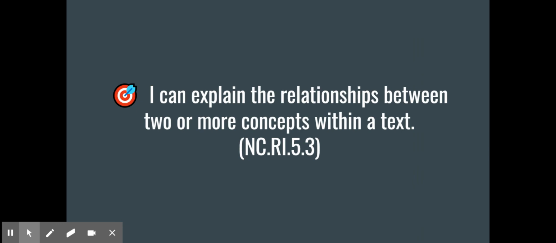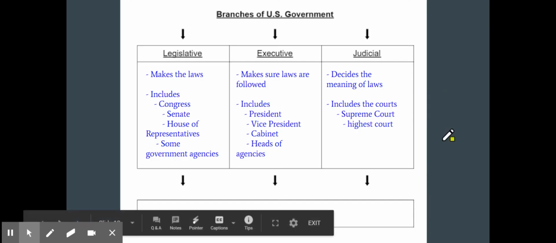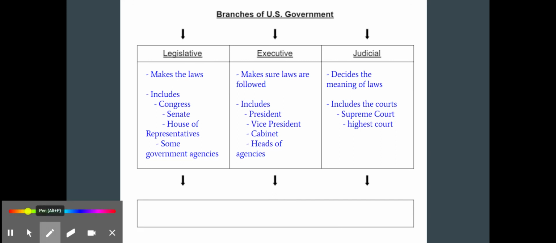If I can explain the relationships between 2 or more concepts within a text. In this case, our concepts are the legislative, executive, and judicial branch. Okay, so how are these related? Well, I noticed that each one has to do with laws, okay? So each one has to do with laws. They don't do the same thing with laws. They kind of all work together to overall carry out our laws because one of them makes the laws, one of them makes sure they're followed, and one of them decides the meaning.